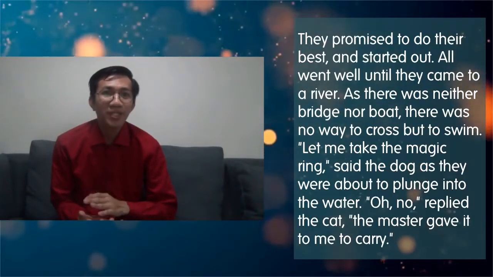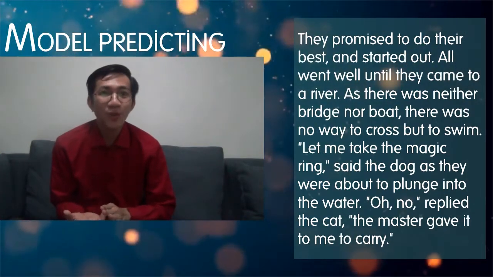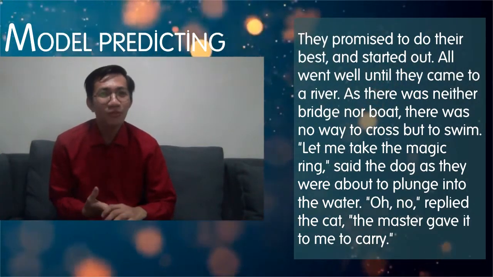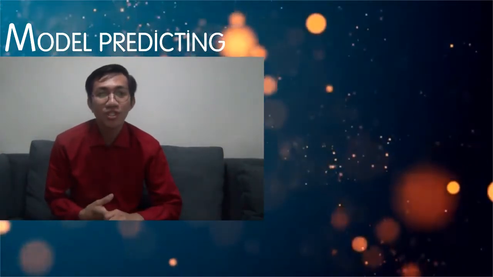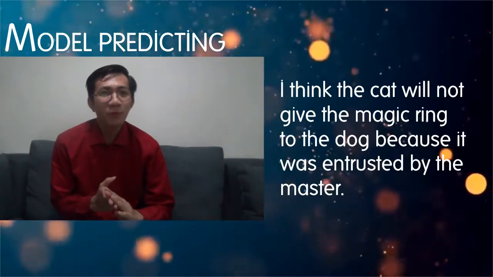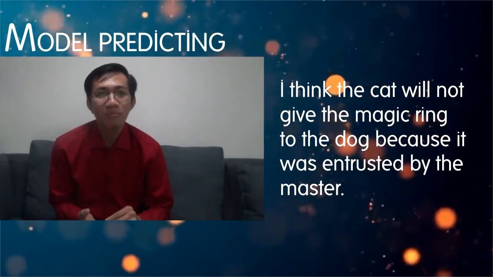After reading this third paragraph, you can now ask your students to predict. Okay, of course, model first prediction. What do you predict to happen next? Can you think of your prediction using the frame I think and write it on the prediction chart? I think the cat will not give the magic ring to the dog because it was entrusted by the old man. The next part of the story, we'll find out whether the cat will give the magic ring or not.